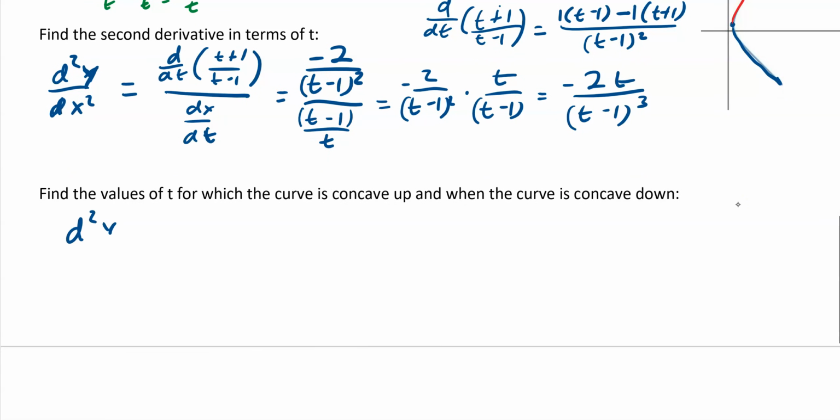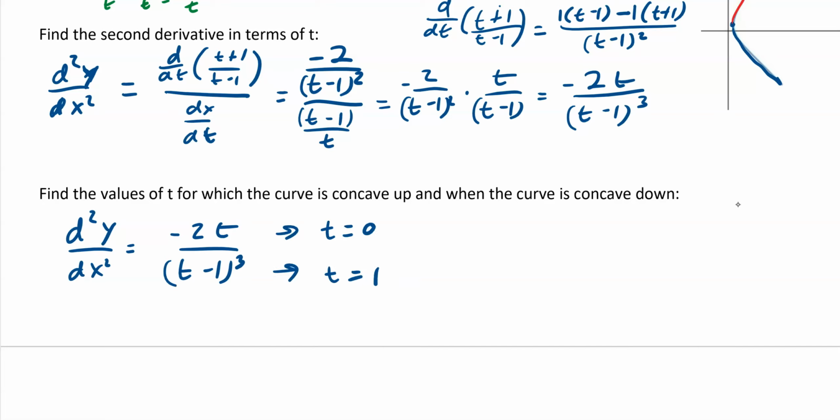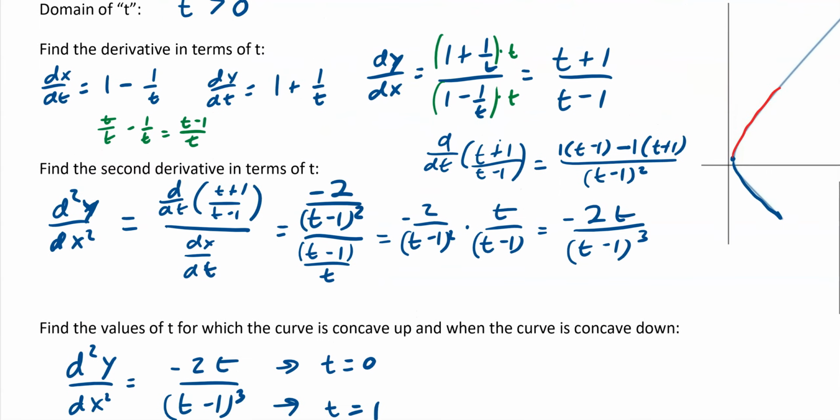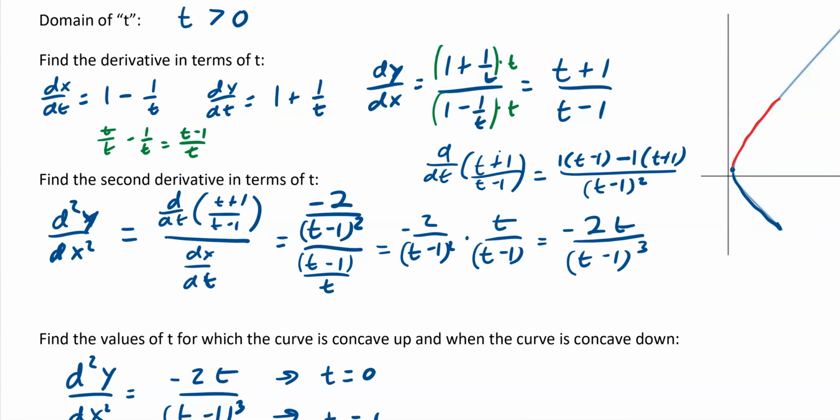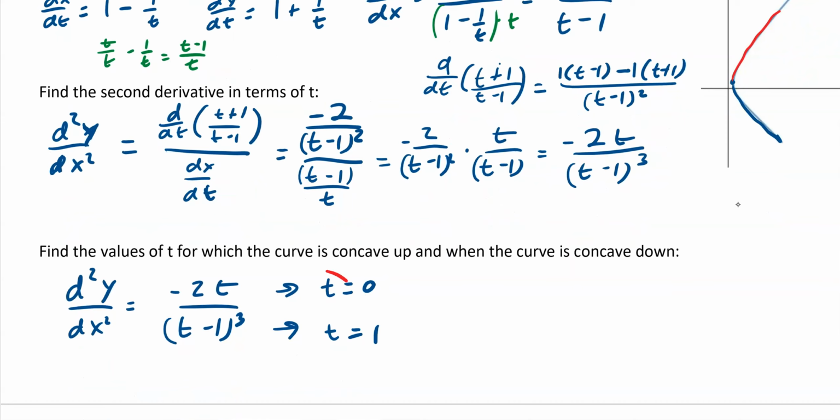So we do d²y/dx² equals negative 2t over (t − 1) cubed. And so again, we take the top and set it equal to 0, and the bottom and set it equal to 0. But then you go back to your domain and you look. Well, it says t must be bigger than 0. That's not included. So all we have to deal with is 1. And looking at the graph, we can already see that there's only 1. It's not coming back down.